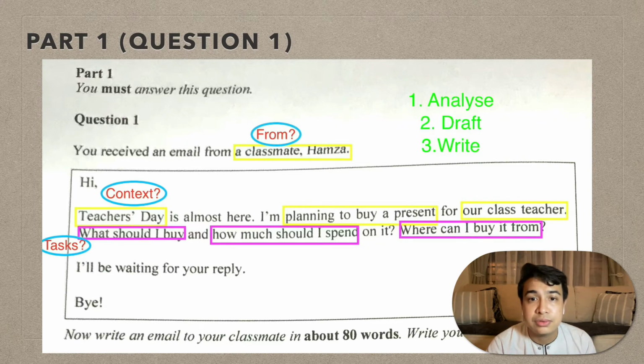Okay. So you just finished analyzing the question. So from Hamza, context is about Teacher's Day, planning to buy a present for our class teacher. And then what are the tasks? What should I buy? How much should I spend? And where can I buy it from? So if you finish analyzing, nothing is left out. So you know already what is going on for this email. The second step is about draft.